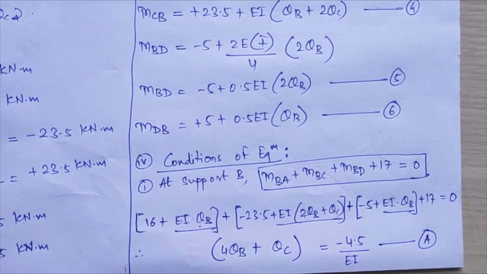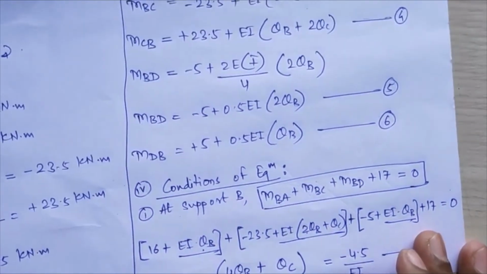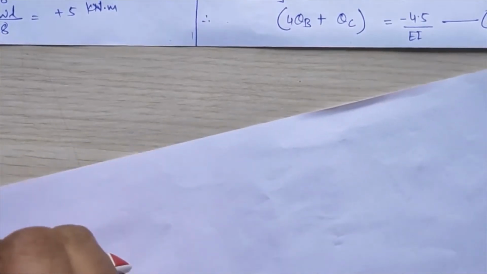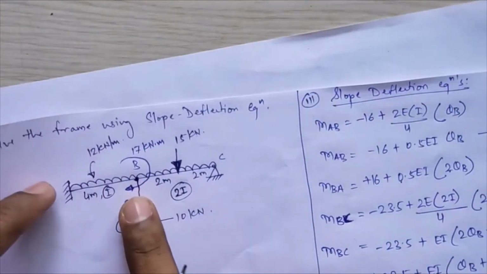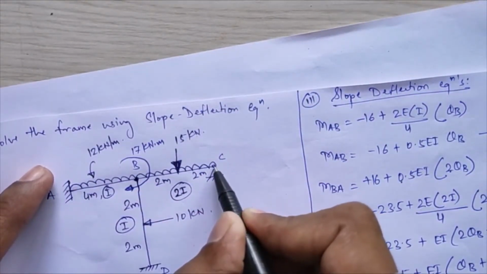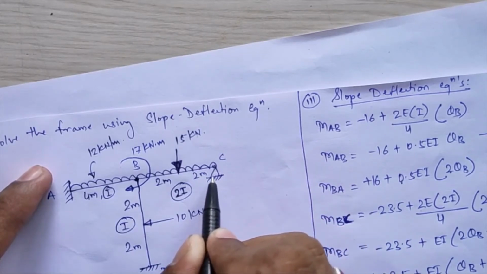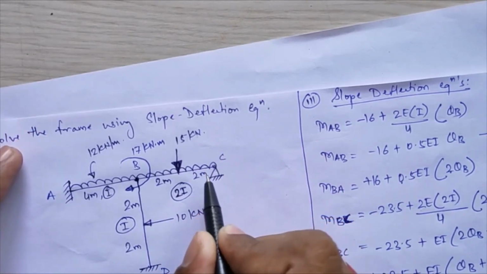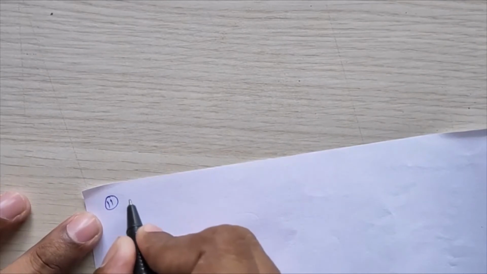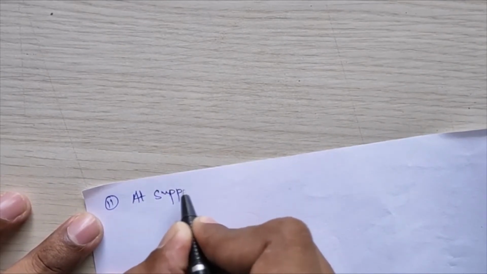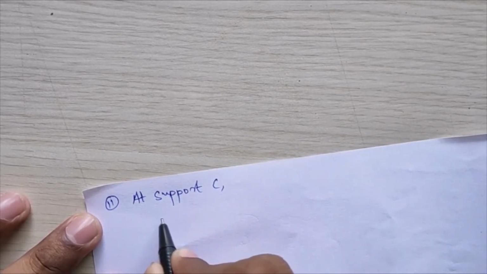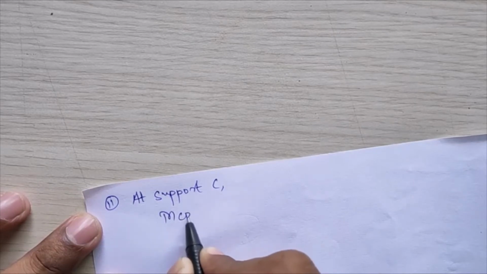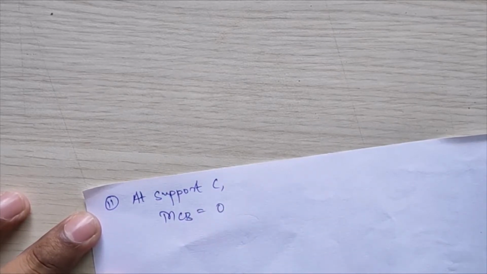Then we have to see our second equilibrium equation. At joint D we have seen the equilibrium equation. At joint C you are having a hinge support, that is an end support, so here your moment shall come equal to 0. So my second equilibrium condition occurs at support C, and that condition is MCB shall come equal to 0.